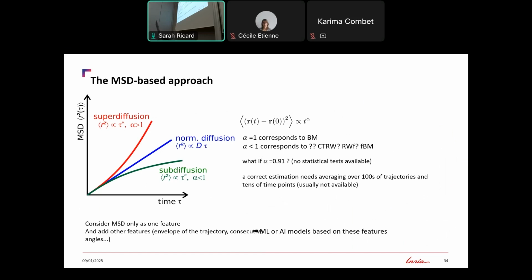So what can you do? You can say, okay, maybe my MSD as a function of time, I will consider just one feature. It's one feature to describe my trajectory.